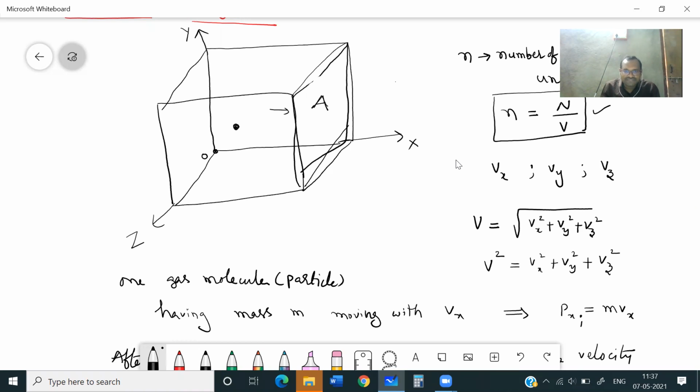In this area, how many gas molecules are colliding? Means within a time of delta t, how many gas molecules are moving here? That many gas molecules are colliding. Okay? Clear?